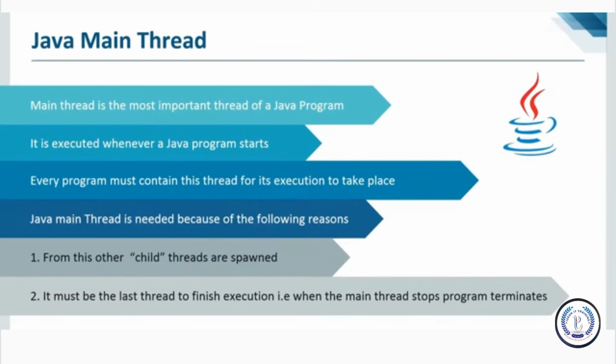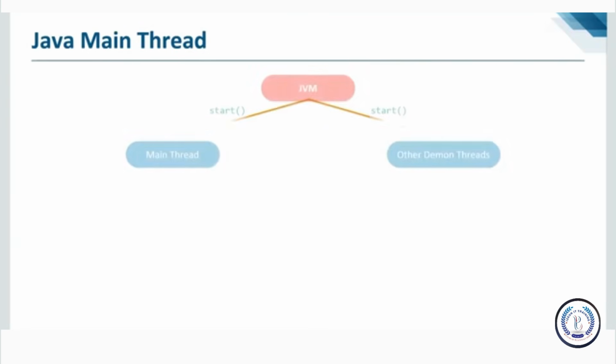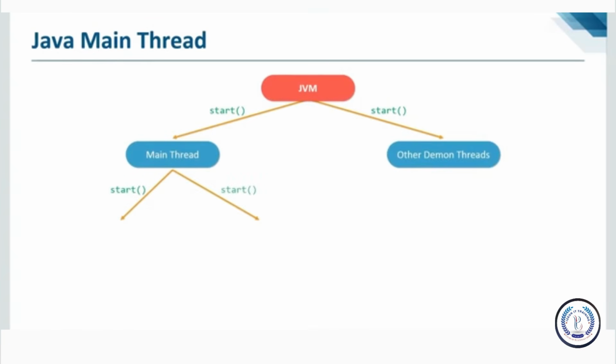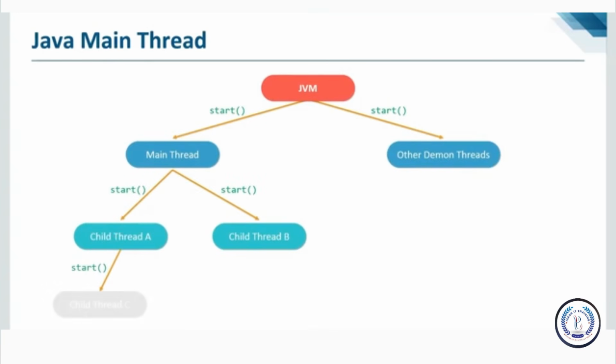You have seen that we created my task and we started my task, right? The main thread must be the last thread to finish execution. That is, the main thread stops the program termination. It is going to terminate the program. So when your main thread is finished, it is basically a termination of your application itself, right?